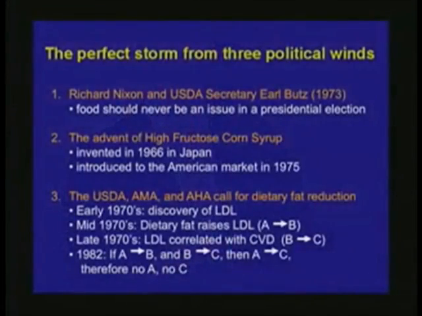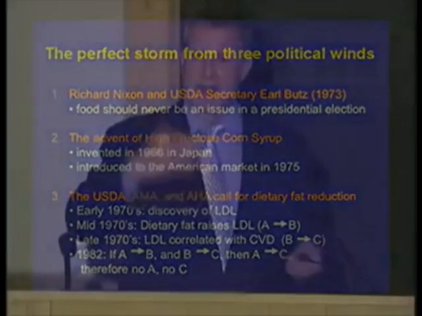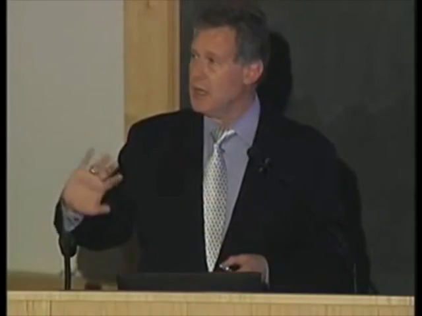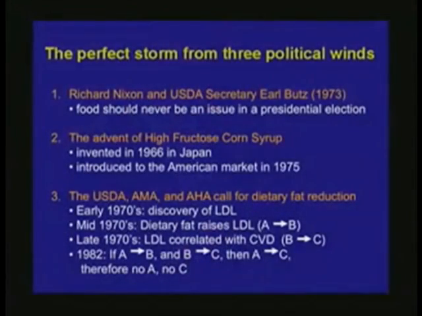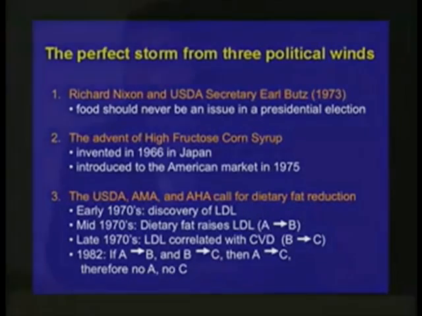In the mid-1970s, we learned that dietary fat raised your LDL. So if dietary fat is A and LDL is B, we learned that A led to B. Dietary fat definitely increases your LDL, no argument. It's true. And then finally in the late 1970s, we learned that LDL correlated with cardiovascular disease. So let's call cardiovascular disease C. So we learned that B led to C.